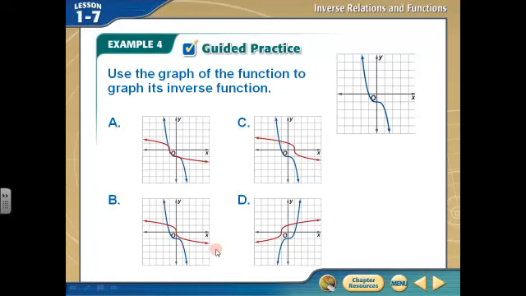One for you to try. Remember, critical points. I would start with this critical point, maybe this one, and maybe this one right here. That would probably be a good one to switch around. And then you connect them. Hopefully you end up with A.